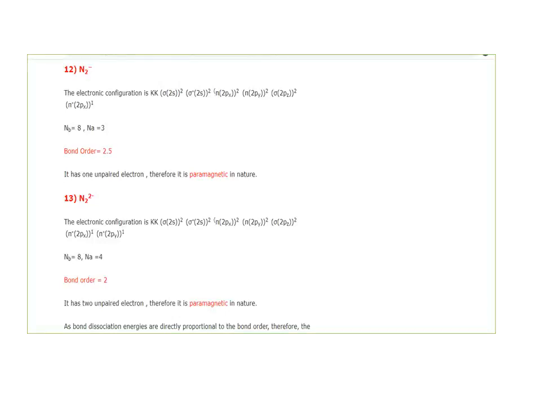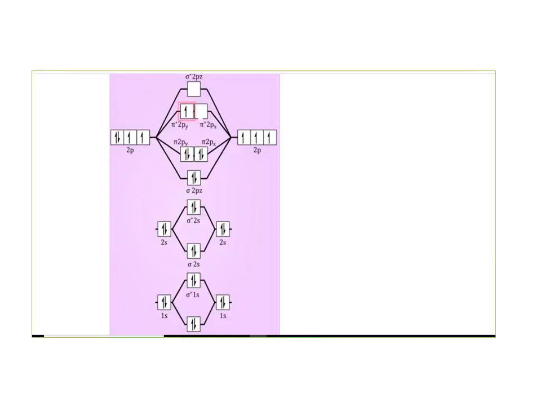In this case NB is 8, Na is 3, and bond order is what? 2.5. Here it is a very interesting thing to note, and just see at the bottom there is N2 negative. If I say bond order for N2 is 3 and for N2 minus it is 2.5, so it's quite interesting to note. As bond dissociation energies are directly proportional to bond order, that's the reason.